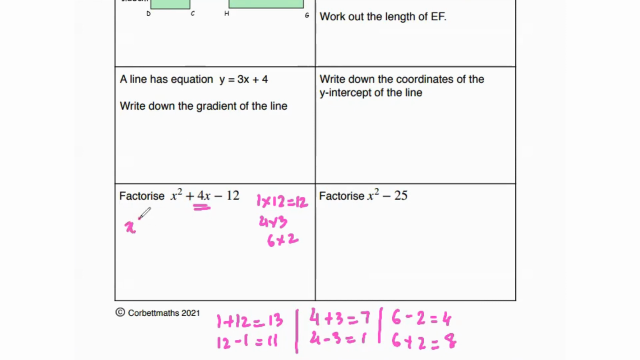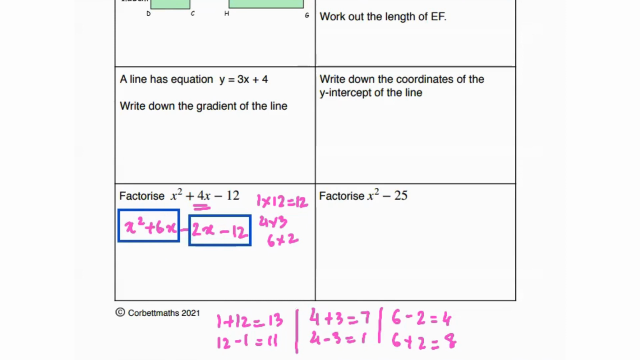So we're going to do x squared plus 6x minus 2x minus 12. As you can see, 6x minus 2x is 4x, so we can easily replace 4x with these two terms. Now we're going to do factor by grouping. When I say factor by grouping, what I mean is that we're going to divide the expression into two groups. The first group is x squared plus 6x, and the second one is negative 2x minus 12.